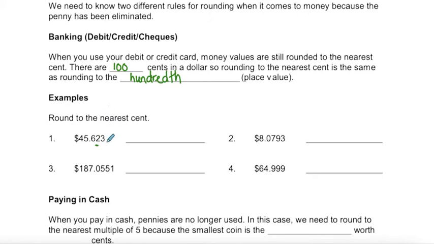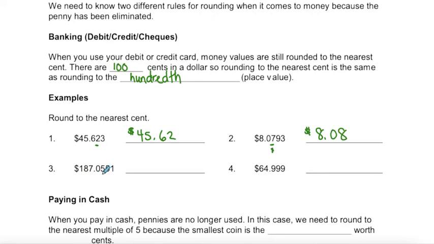If that number is less than 5, I keep my digit the same. If it is 5 or above, I round my 100th place up. So because 3 is less than 5, I keep it as $45.62. For number 2, I want to again identify what number is in the 100th place value, and I look to the right. 9 is greater than 5, so I need to round my 7 up to an 8. So this becomes $8.08.